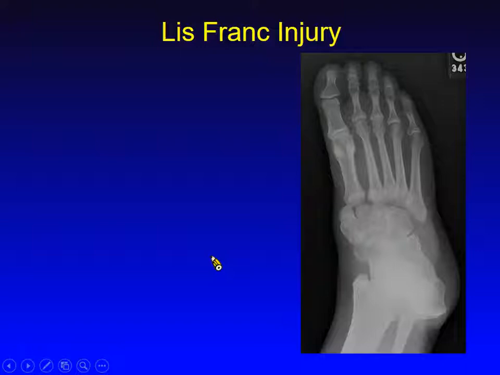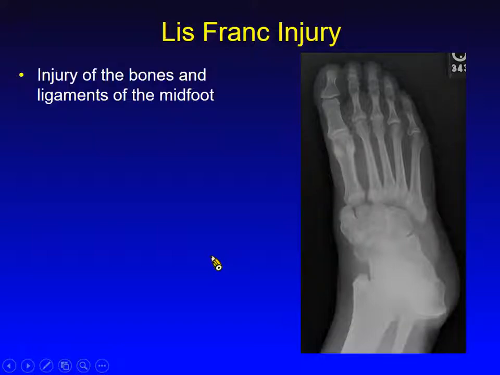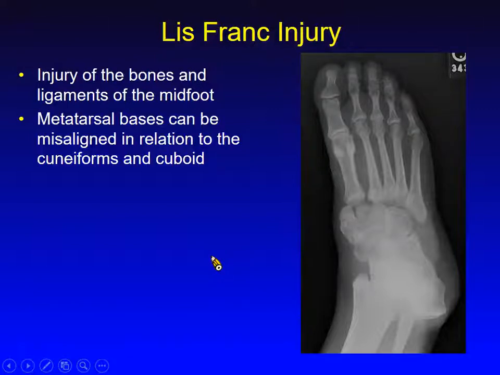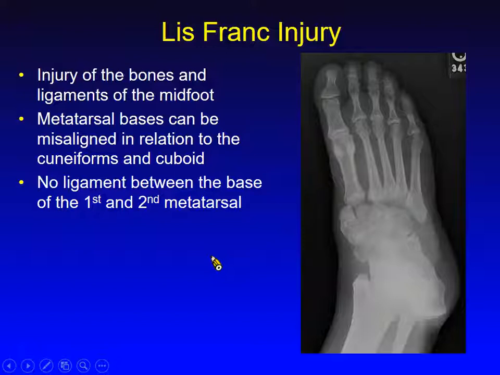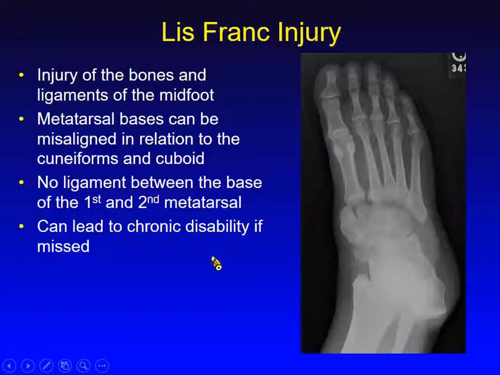All right, Lisfranc injury. This is also one of the more common causes for lawsuits, actually. It's an injury of the midfoot ligaments and bones. The metatarsal bases will be misaligned in relation to the cuboid and the cuneiforms. The main issue is that there's no ligament at the base of the first and second metatarsal, and if you miss this, this can lead to severe disability in some cases.